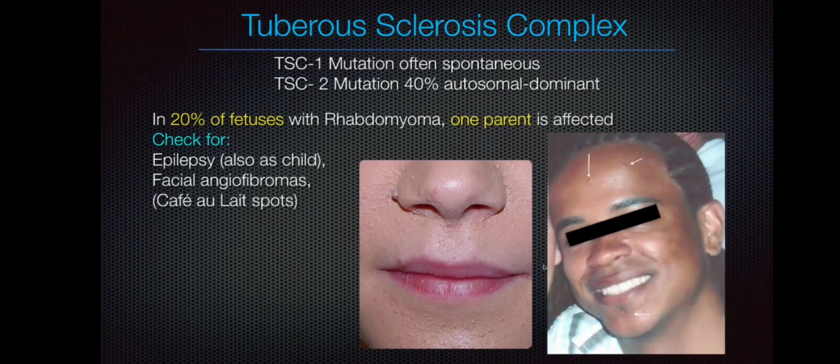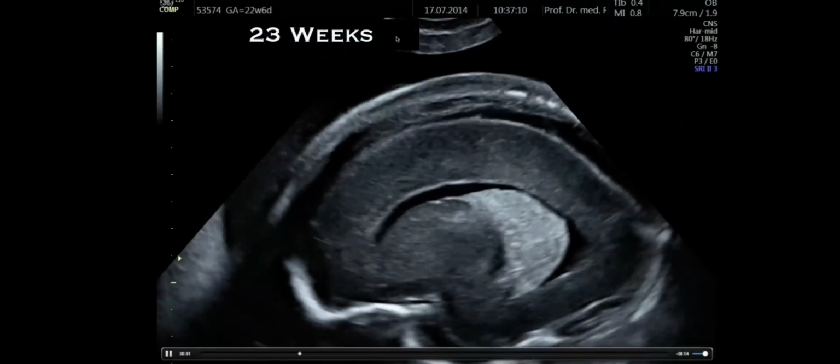These are 2 patients who did not know that they are affected. This lady had, as a child, epilepsy, and he had only chronic headache. And the fetuses had this condition. What to check for in the brain? There are also 2 typical signs you can see in the brain, and this is at 23 weeks.